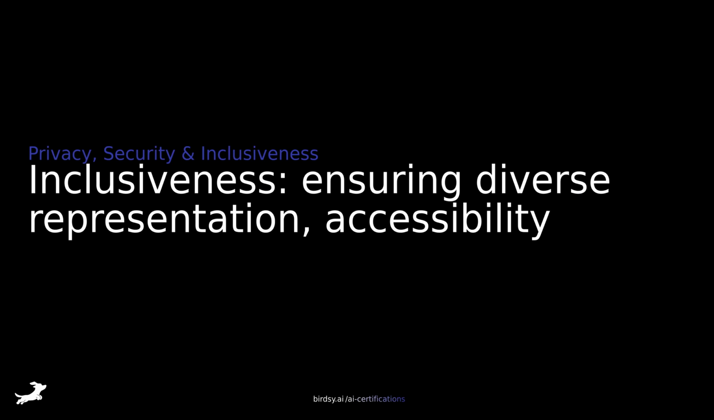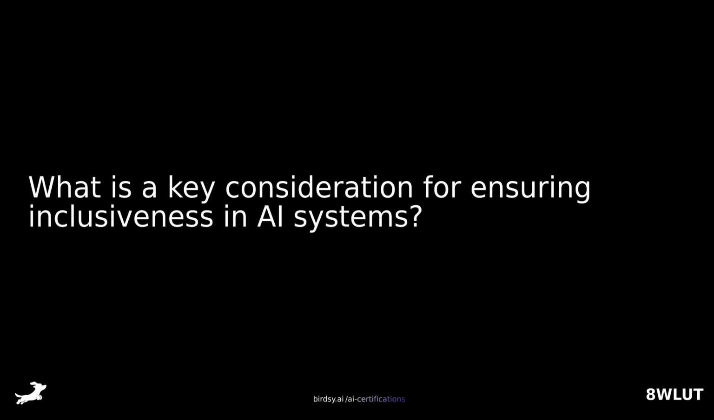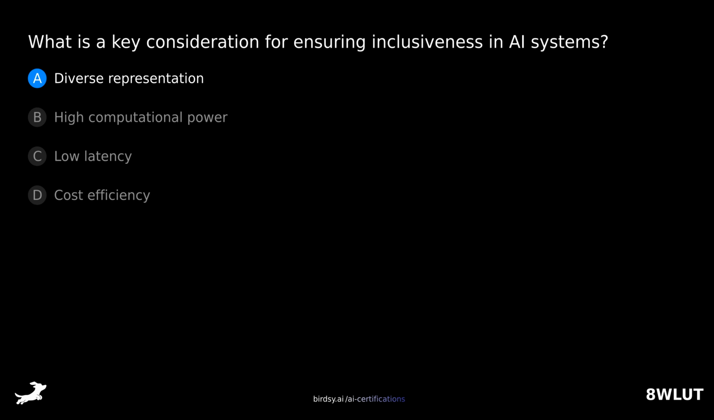Inclusiveness, ensuring diverse representation. Accessibility. What is a key consideration for ensuring inclusiveness in AI systems? Is it A, diverse representation? B, high computational power? C, low latency? Or D, cost efficiency? The answer is A, diverse representation.